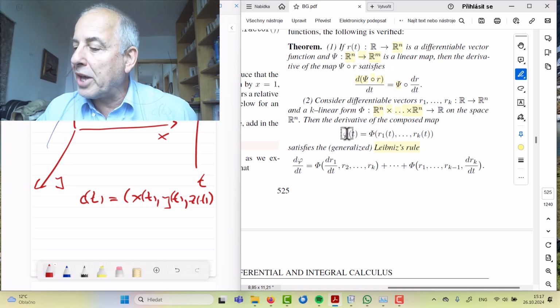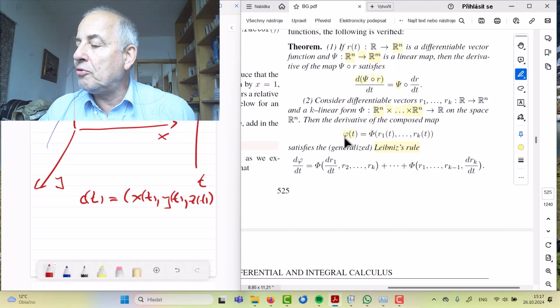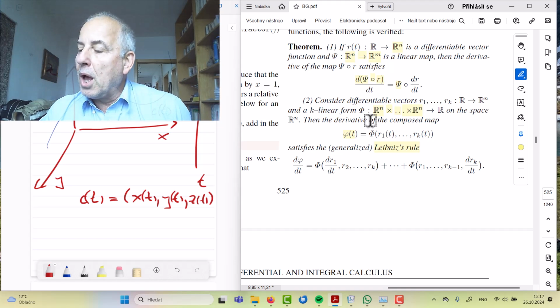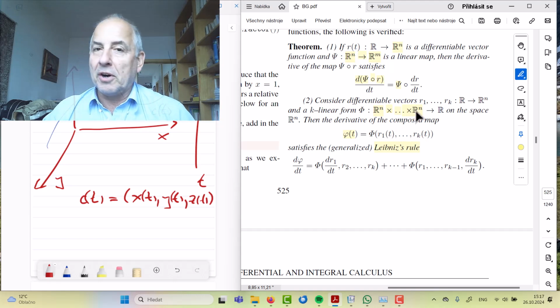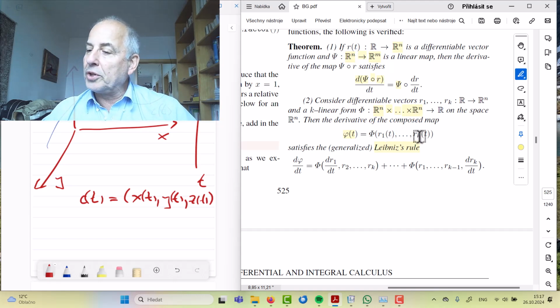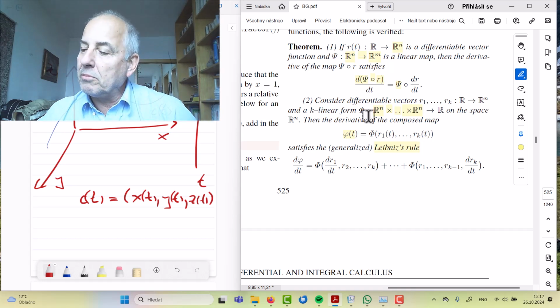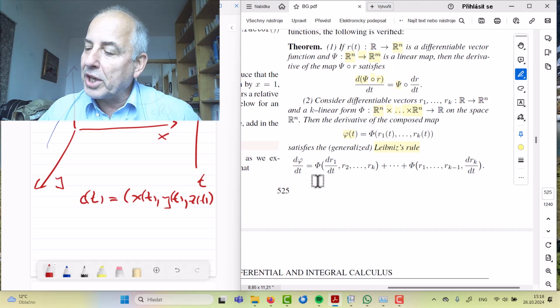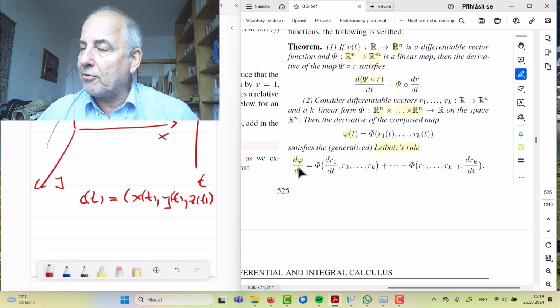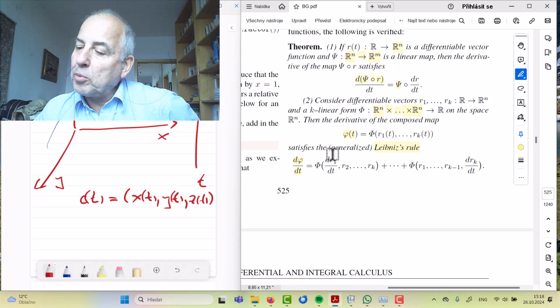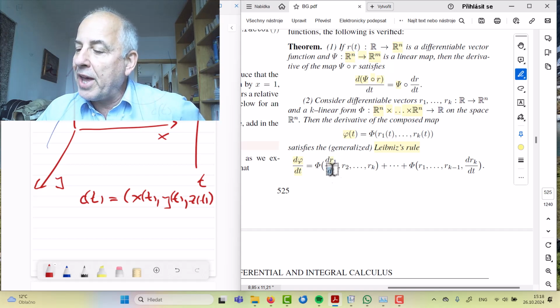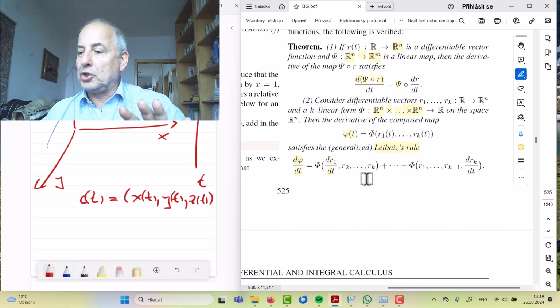that if I take the function phi, which will be a composition of the k-form with k curves, so r1 is a curve in Rn, and so on up to rk is a curve in Rn. So if I take all the curves and apply my k-linear form, then I get exactly what you would perhaps expect from the Leibniz rule. I simply always plug in the derivative of one of them and leave all the rest untouched.